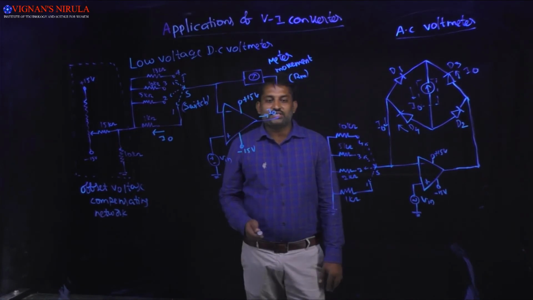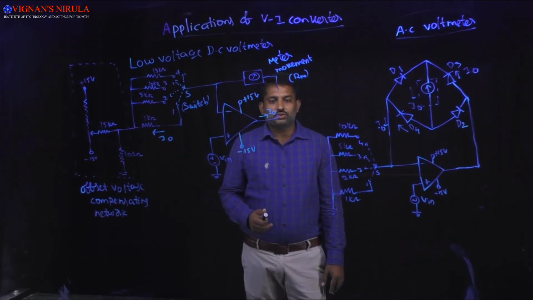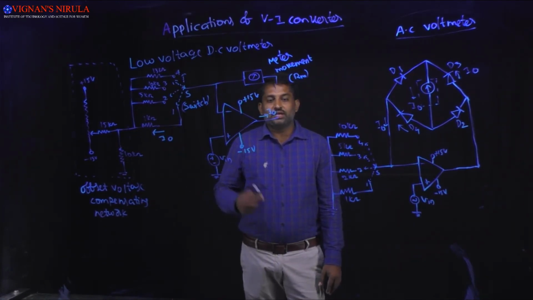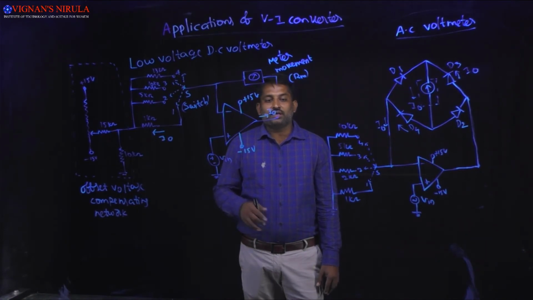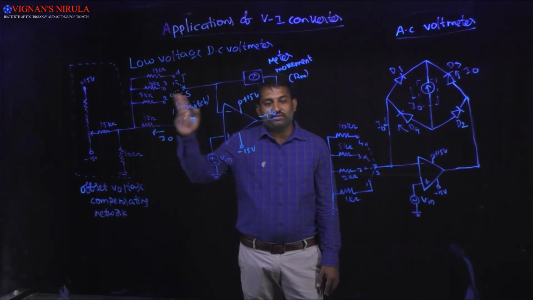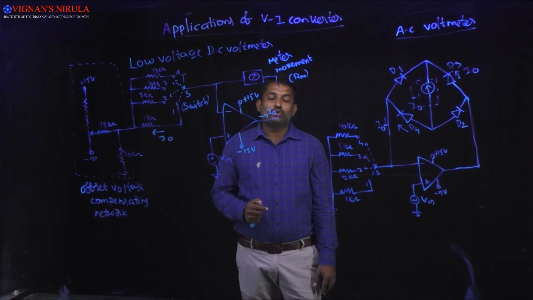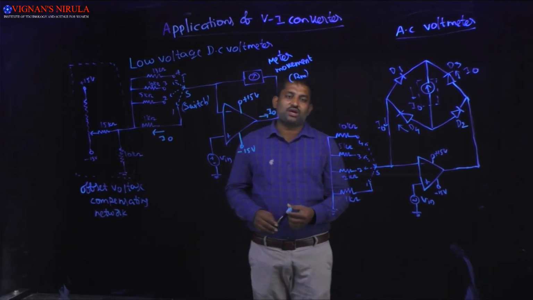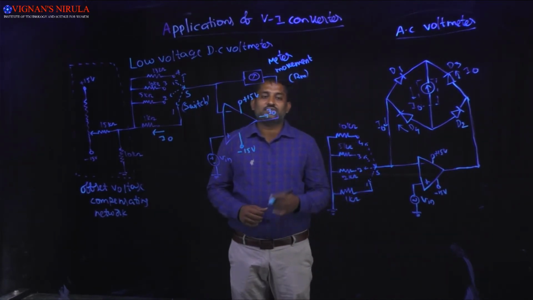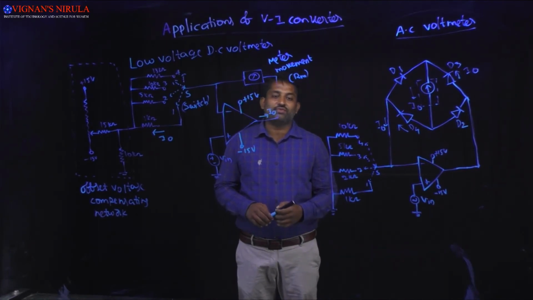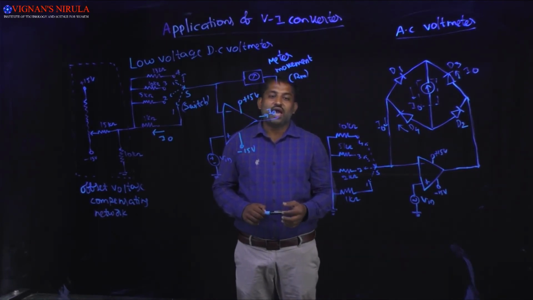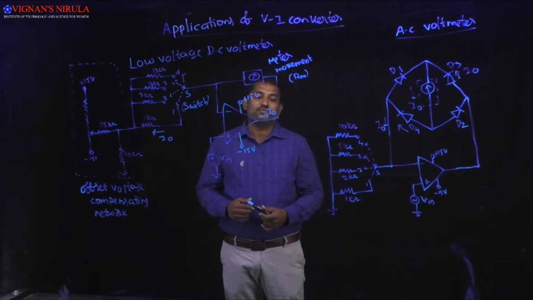Till now we discussed voltage to current converters. There we have seen two types of voltage to current converters. Depending upon the connection of the load, they are divided into two types: one is floating type and the other one is grounded type. Now I am going to discuss applications of the V to I converter. There are several applications for the V to I converter. In this I am going to explain some of them.